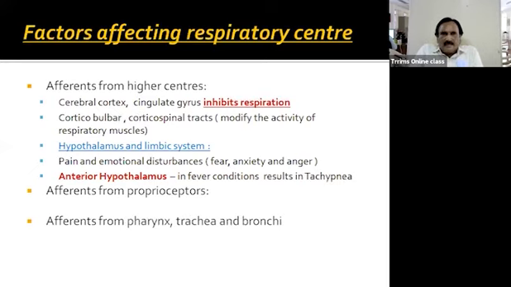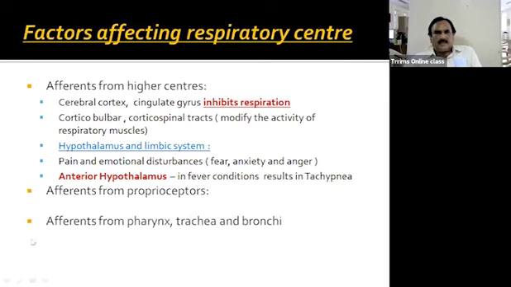How do the hypothalamus and limbic system affect respiration? It is pain and emotional disturbances. For example, you are in pain, you are weeping, your respiratory rate goes up. In temperature, because of stimulation of the anterior portion of the hypothalamus, where you find the thermoregulatory center, it results in an increase in respiration, that is tachypnea.